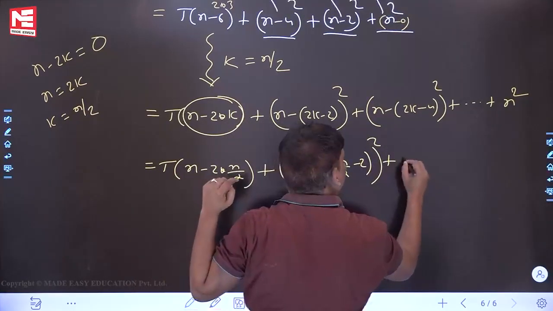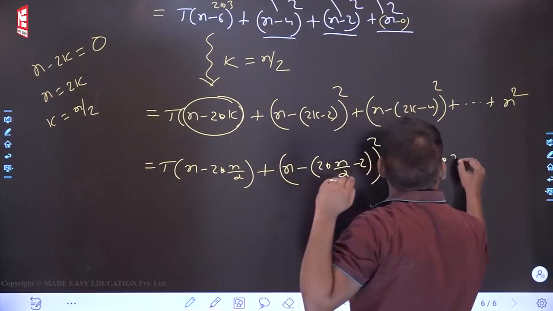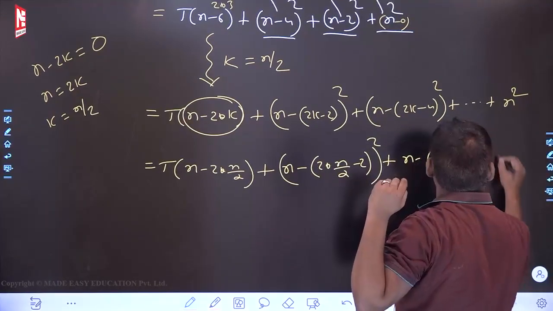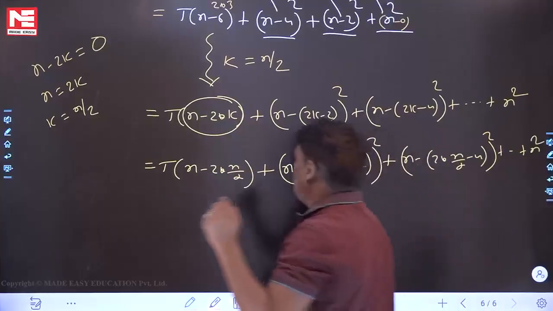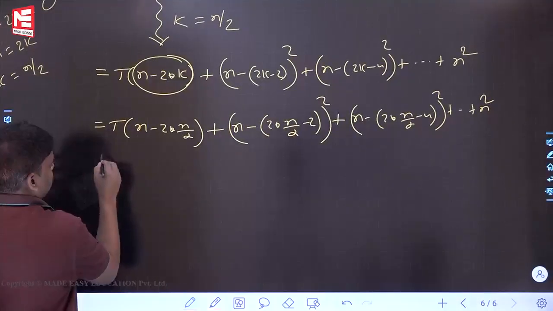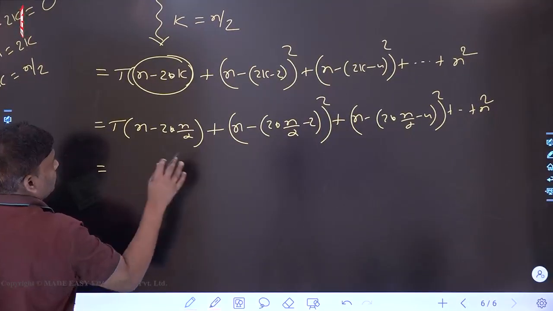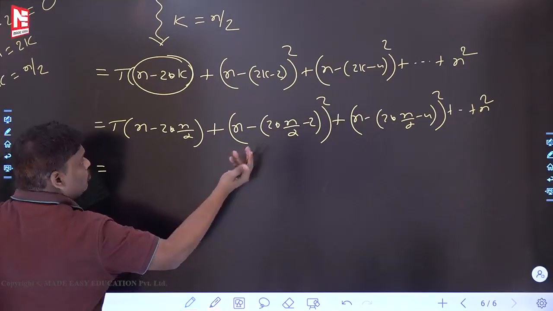Right? It will continue like this one, n minus 2 into n by 2 minus 4, right? And so on, lastly n square, right? Simplify now. Every problem is similar, small adjustment. In every problem, one series will come, we have to solve it.